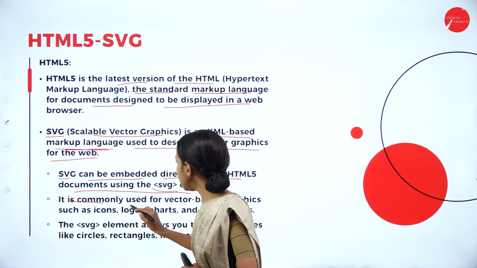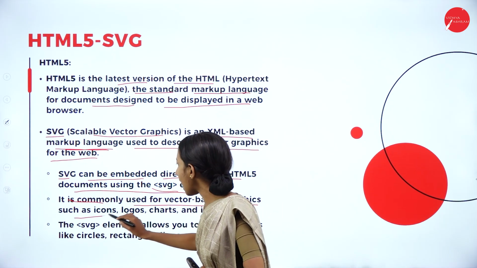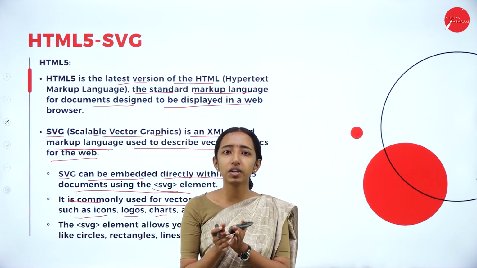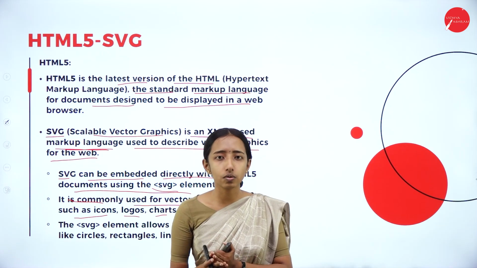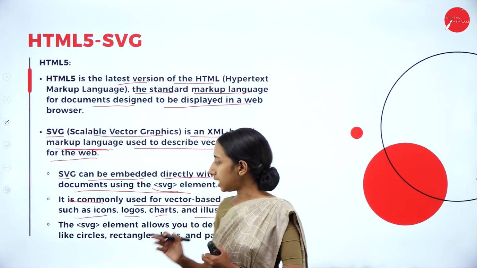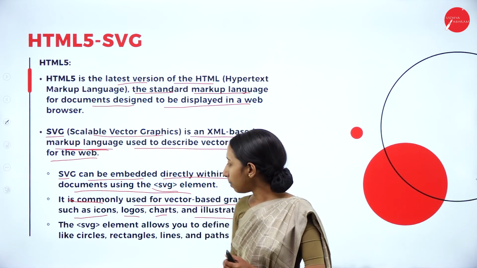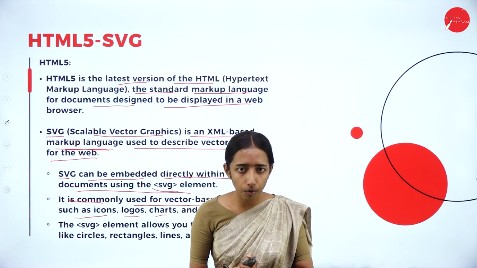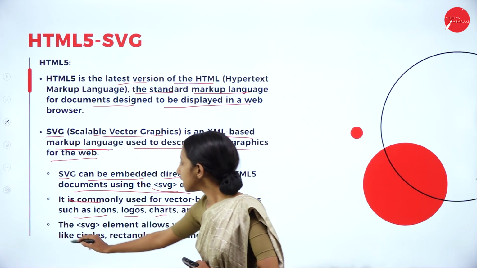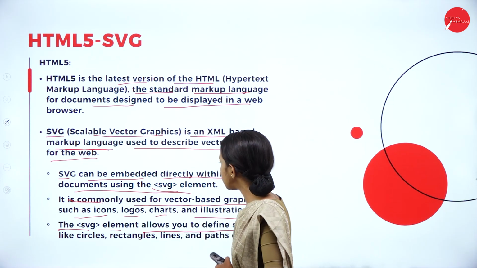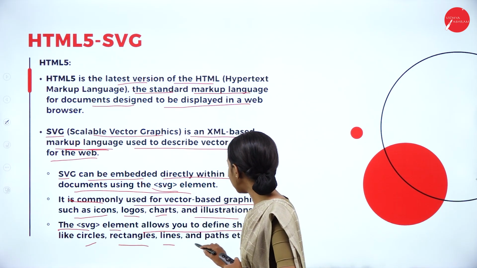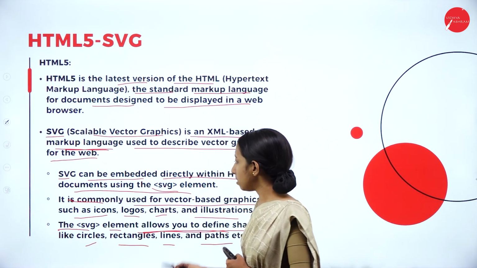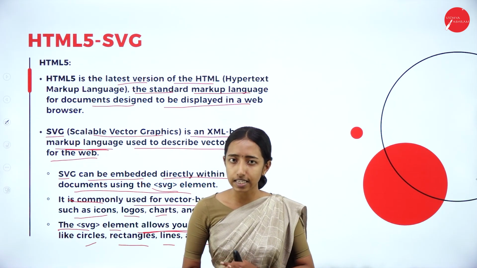So it is commonly used for vector graphics such as the icons, logos, charts and illustration. So we have seen so many logos, so many charts. So the main concept what the other developers use is the SVG concept. So we can mainly do the icons, what are the icons we want, and the logos what we want to create for our own project, we can use this concept. Next, the SVG element allows you to define shapes like circle, rectangles, line and other parts, etc. So we will be mainly learning how we can draw the shapes like circle, rectangle, lines, polygon, etc.